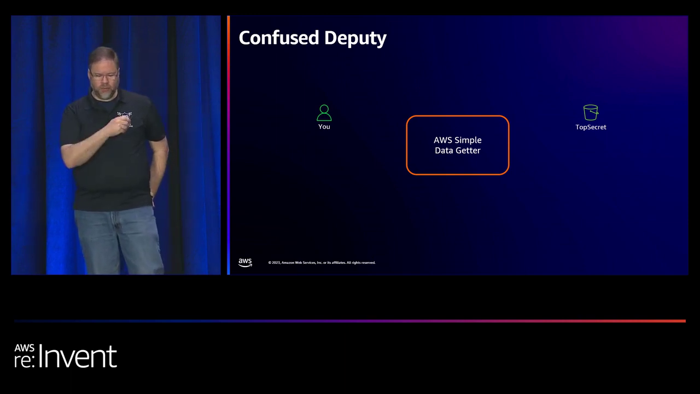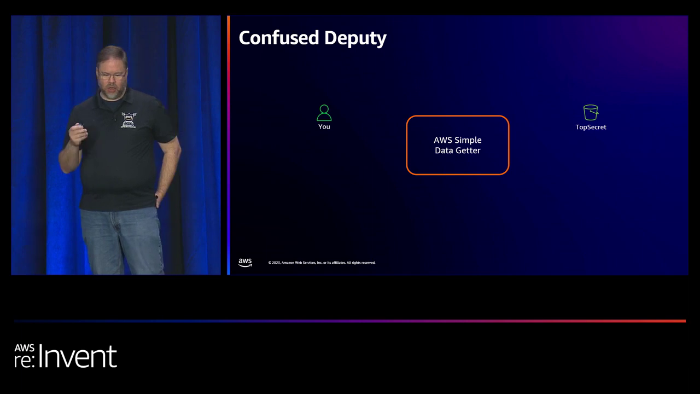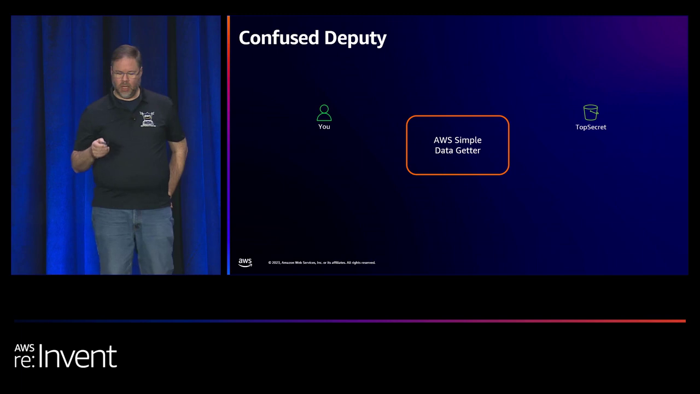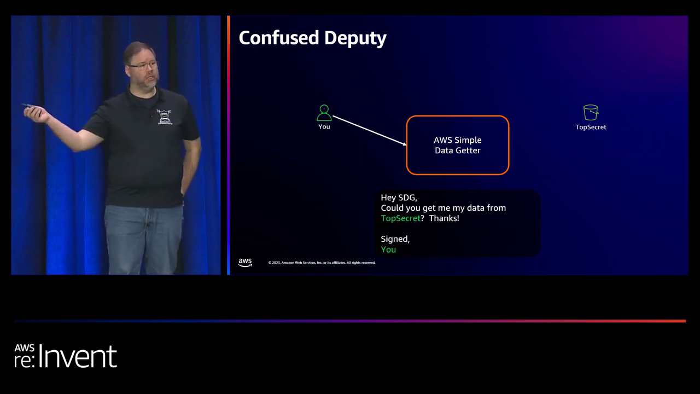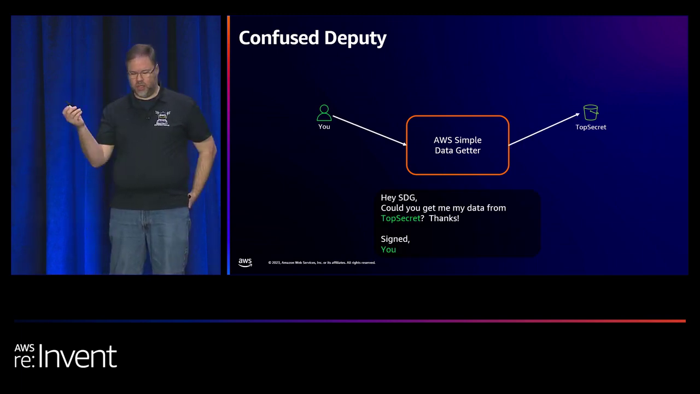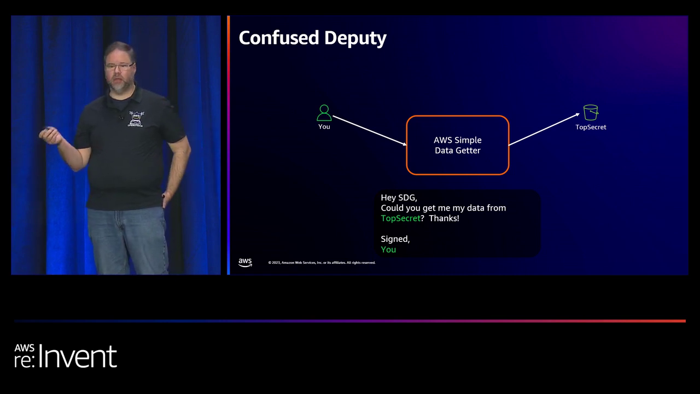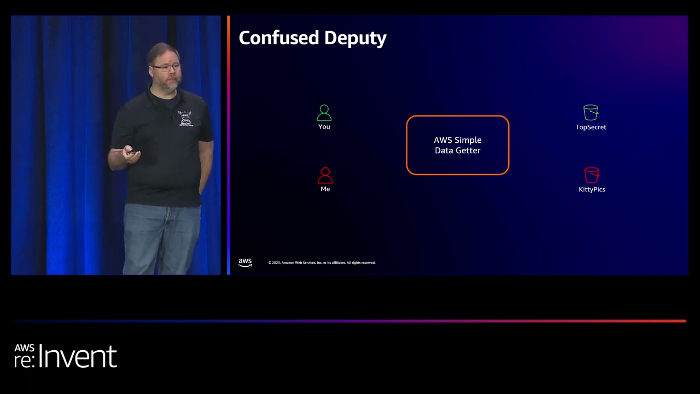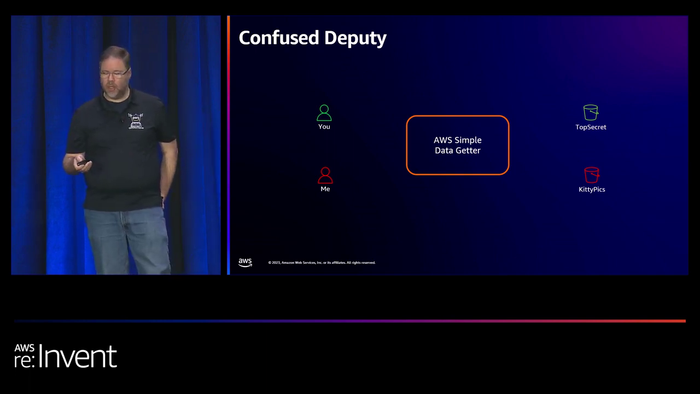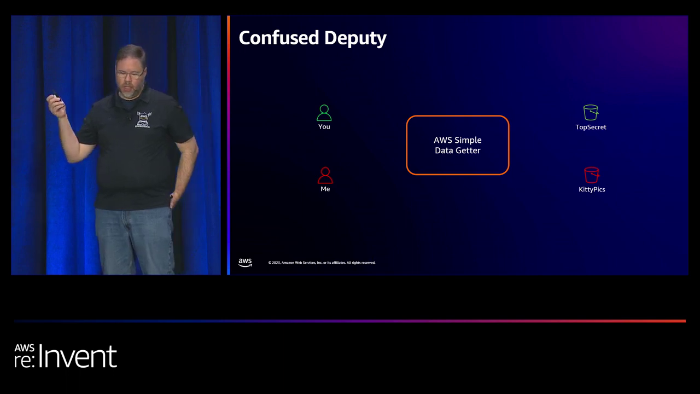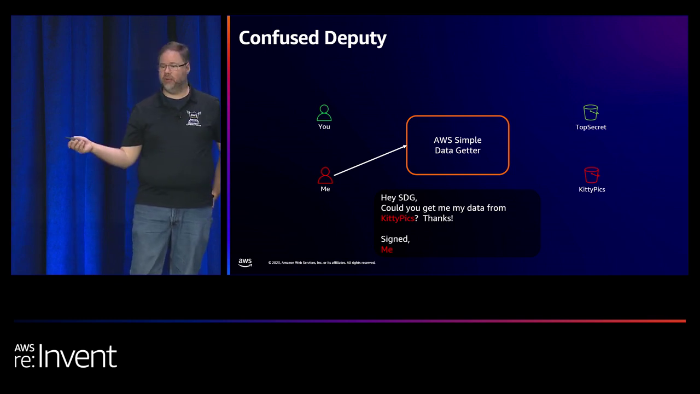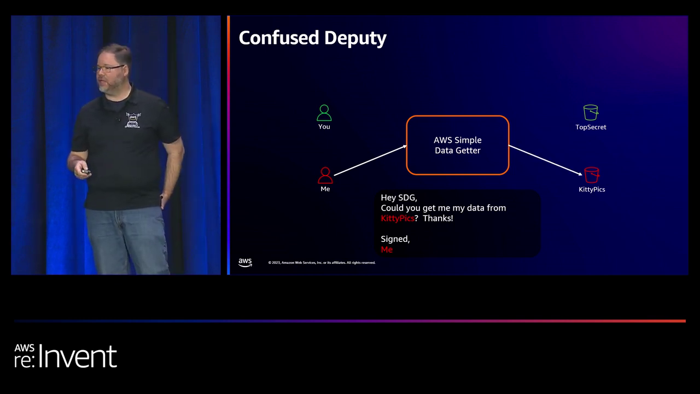So you've configured Simple Data Getter by giving it a role in your account to assume, and this role has access to your top secret bucket. Now you can ask Simple Data Getter, can you please go get my data? And it can reach out to S3, everything's working, and you're happy. But this is a multi-tenant service. So I come along, I'm widely regarded as a terrible person, I configure the Simple Data Getter, and so it can access my kitty pictures bucket. And so now I can ask the Simple Data Getter to get me my kitty pictures, and it reaches out to S3 and it gets me my kitty pictures, and all is well.